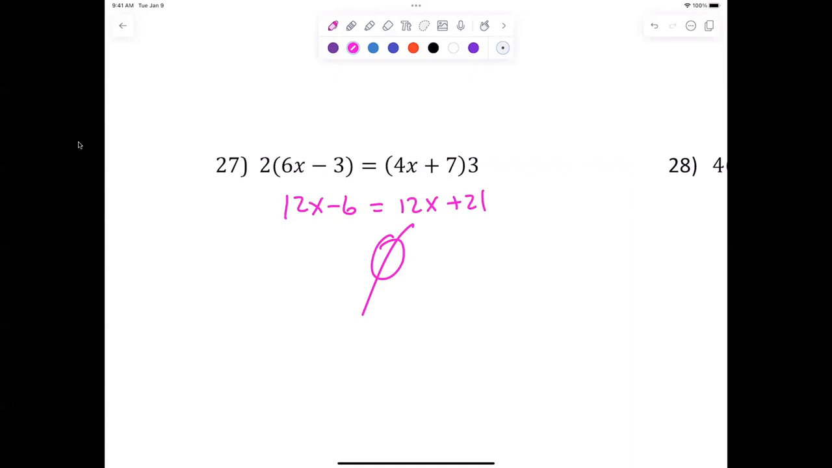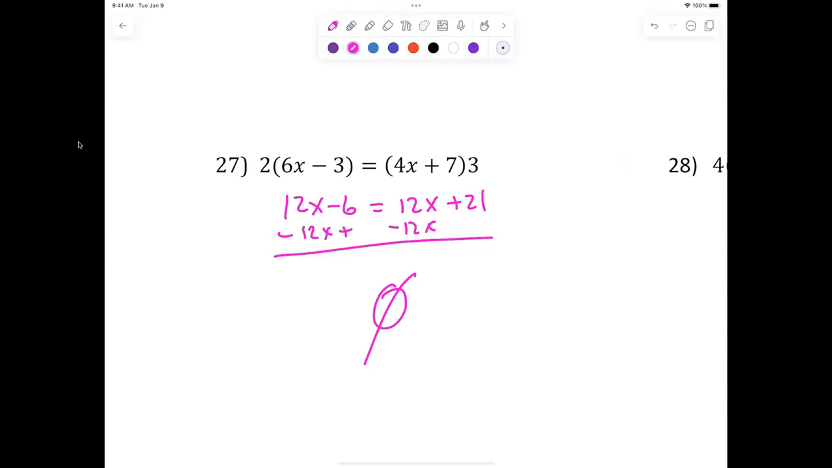Right? If you don't like that, here's what you want to do. You want to subtract 12x from both sides. If I subtract 12x from both sides and I add 6 to both sides, I get 0 equals 27. Does 0 equal 27? There's no way. That's why it's no solution. All right, here we go.